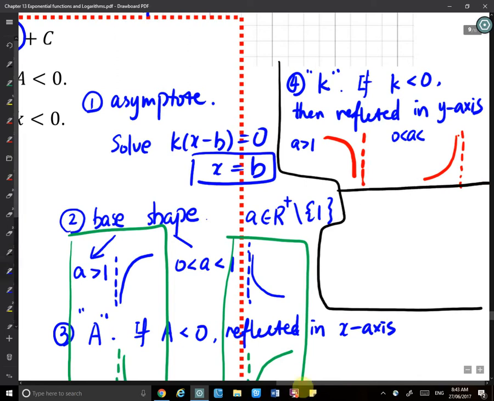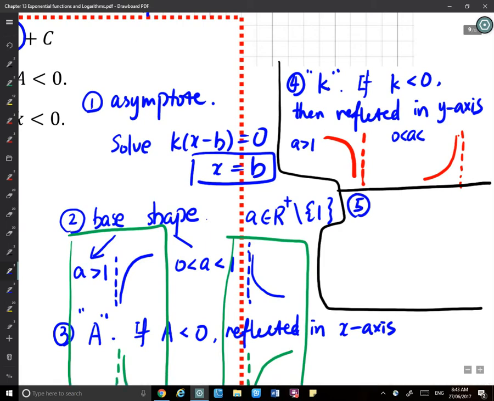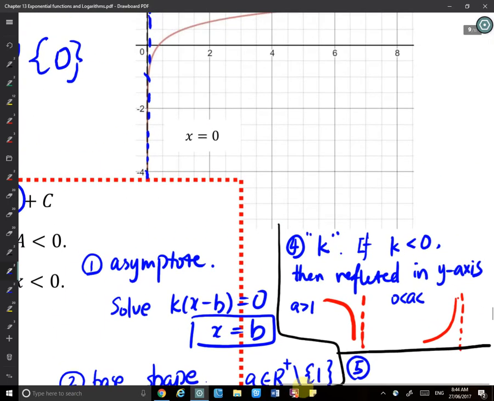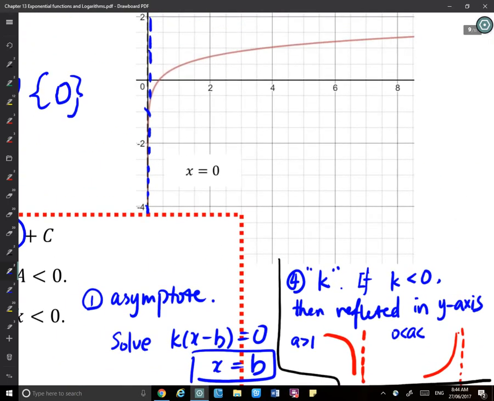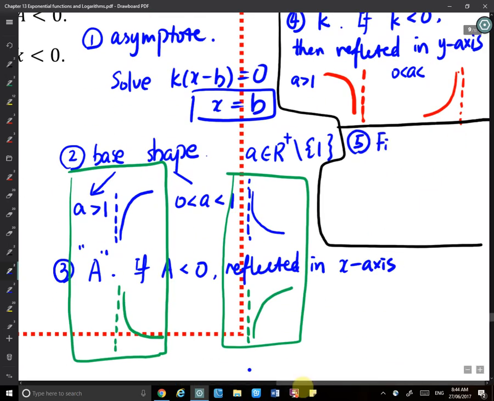So number 5. Do you think there's always an x-intercept or y-intercept? Will there always be an x-intercept or y-intercept? Something always exists. Always exists x or always exists y? X. Okay, x-intercept. Because the range is R, I can always have y equal to 0. So find the x-intercept, because I will always have an x-intercept.